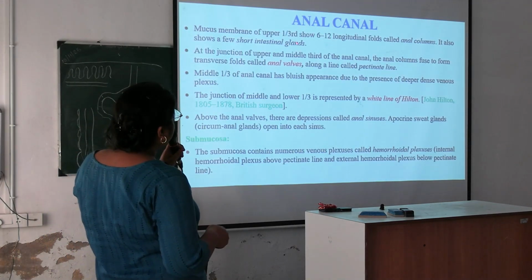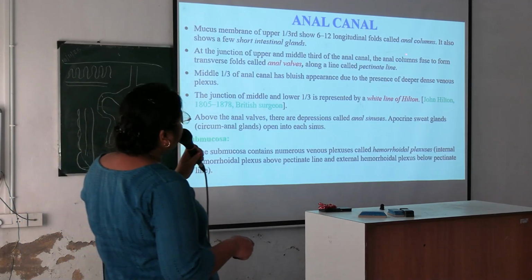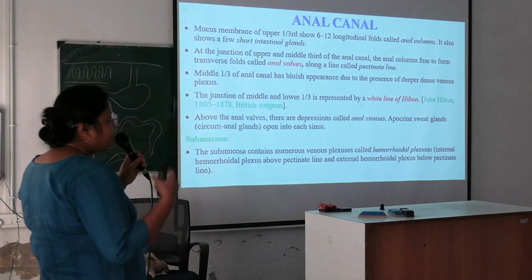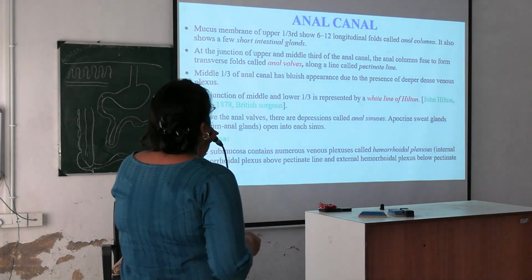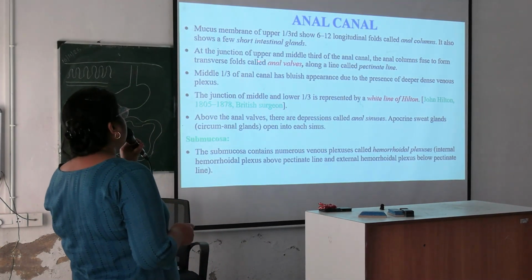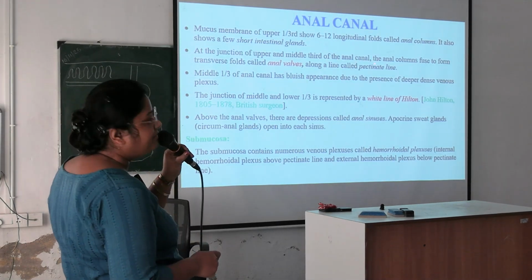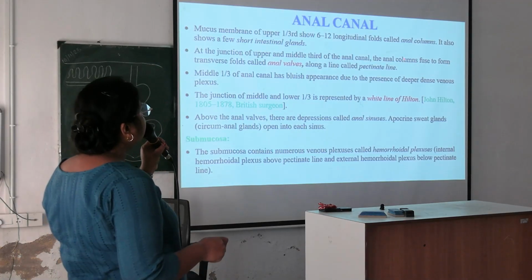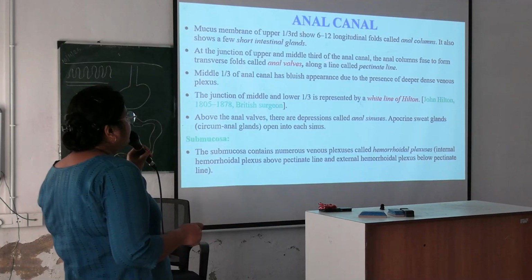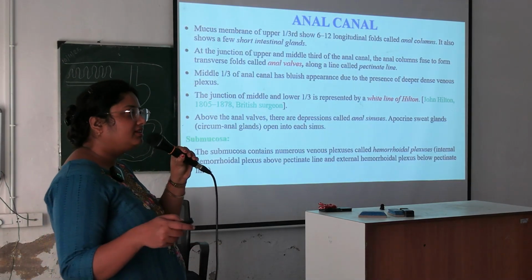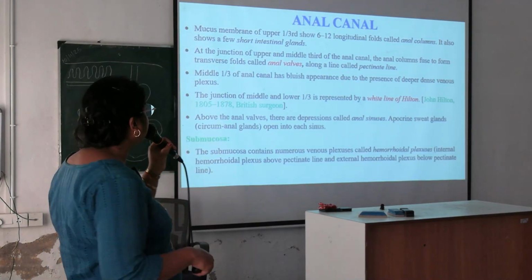So the mucous membrane of the upper 1/3 shows 6 to 12 longitudinal folds called the anal columns. You will see sections of the rectum and anal canal. It also shows a few short intestinal glands. At the junction of upper and middle third of the anal canal, the anal columns fuse to form a transverse fold called anal valves along a line known as the pectinate line. Okay, the pectinate line is important because it is the watershed line at the level of the anal canal.